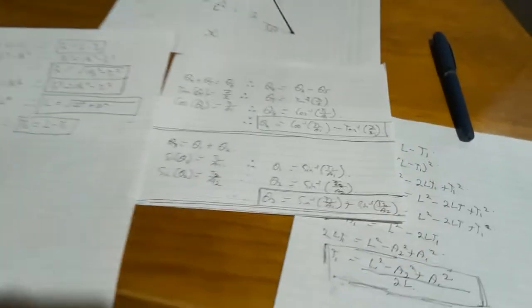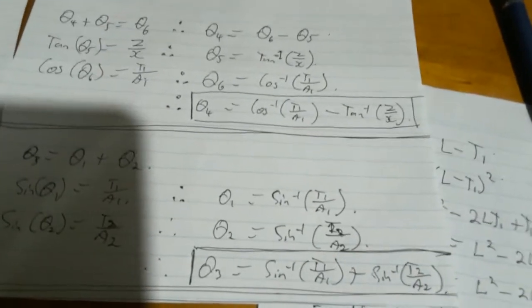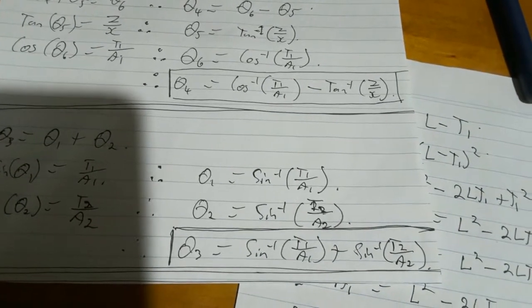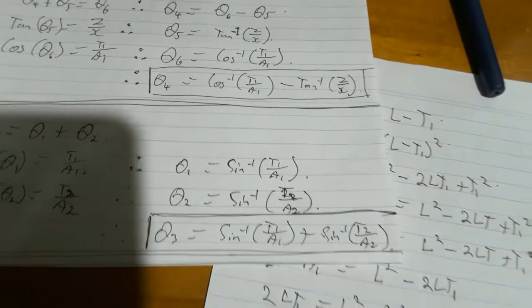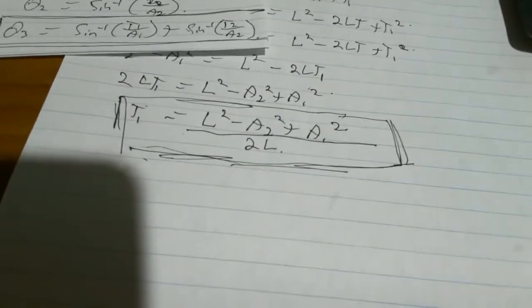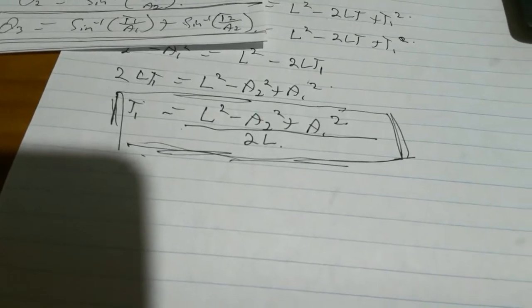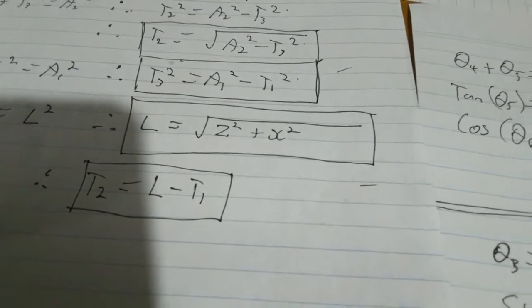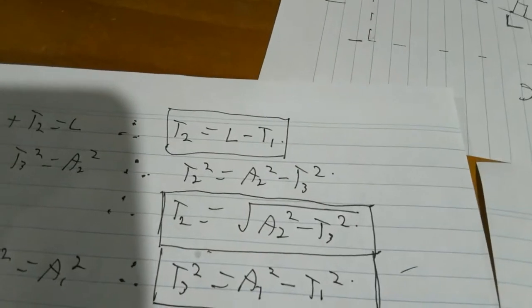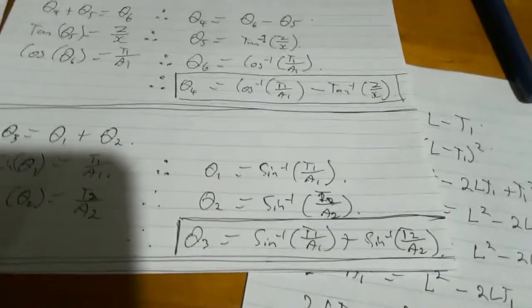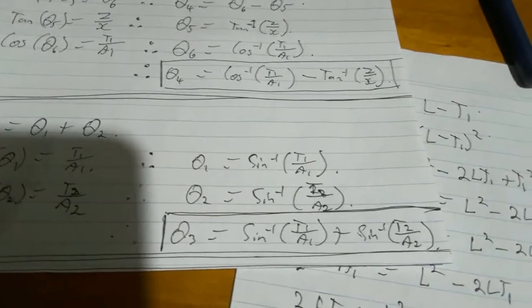Okay, some very quick revision. We're trying to work out our two angles, theta 4 and theta 3. Those are the formulas there for them. To work those out, we need to know what T1 and T2 are. That's the formula for T1. To work out T1, we need to know what L is. That's the formula we worked out for finding L. Once we know T1 and L, we can work out T2 with that formula, and then we can substitute them back into that, and boom, we have our angles.